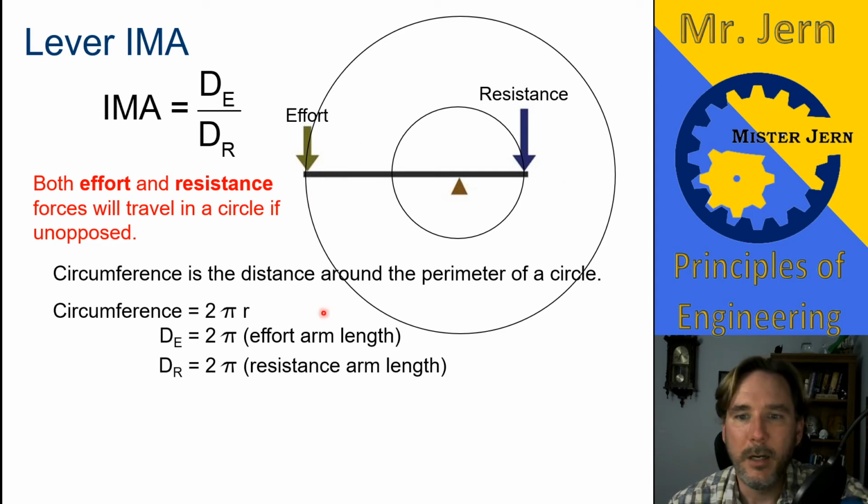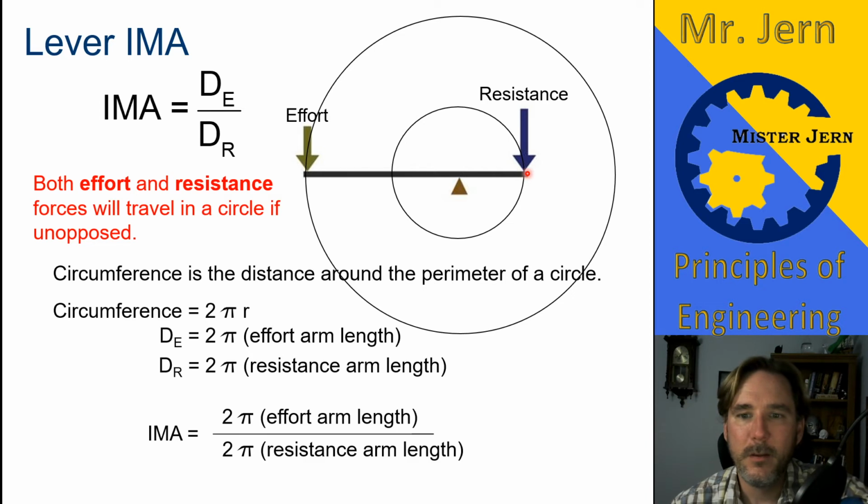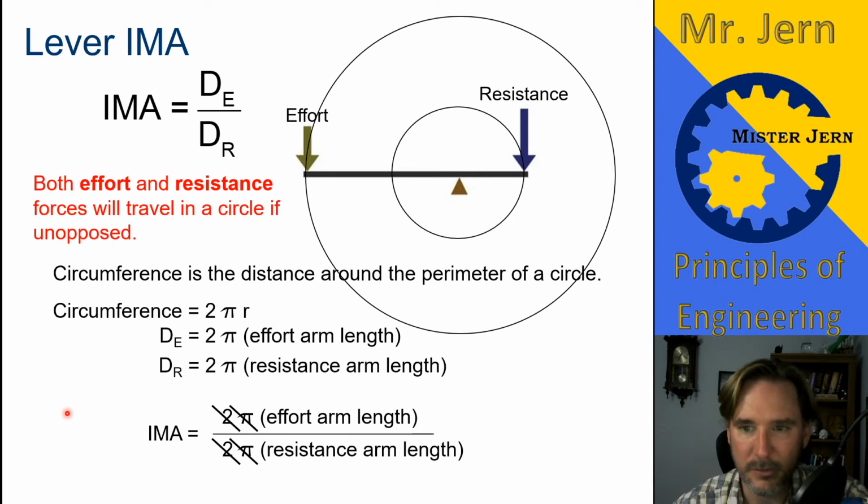So the resistance distance is going to be 2 pi r, 2 pi times the distance here, okay? So when we take those, we could figure out the IMA is going to be this equation right here, and guess what? Whenever you got that, they could just cancel out, and basically the lever IMA, the lever ideal mechanical advantage, is going to be whatever the length of the effort arm is divided by the length of the resistance arm. That's it, okay? Another thing you could remember or write down, it'll be on the equation sheet. So you don't have to remember all this, but you got to be able to use that. So make sure you know what all these things are.